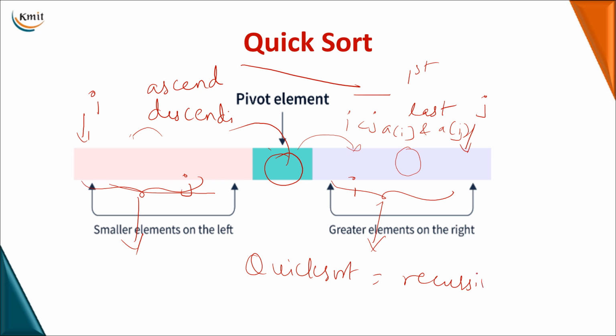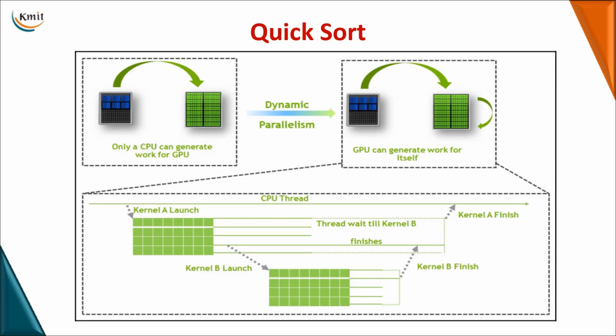And we have already seen that dynamic parallelism in CUDA is basically used for recursive functions, where you need to continuously call the same function. This is just an idea provided to you because you are already aware of how to perform a quicksort. But here we see how to perform a quicksort using dynamic parallelism.